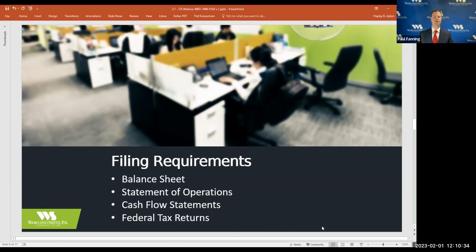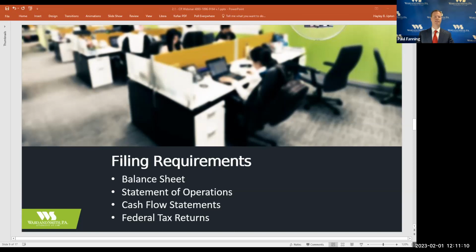In a little bit, I'm going to talk about the differences and the benefits, but in terms of the filing requirements, with the petition, the debtor has to file a bunch of financials. They have to file their most recently prepared balance sheet, last statement of operations, most recent cash flow statements, and the most recently filed tax returns. If they don't have any of these, they have to explain why they don't have it, and that's under penalty of perjury.